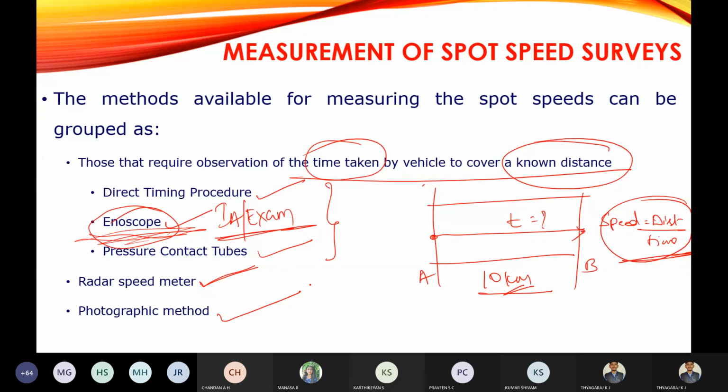In the next class, on Tuesday or Wednesday, I am going to discuss all these various methods and how we are going to represent the spot speed data. Okay, is it clear?